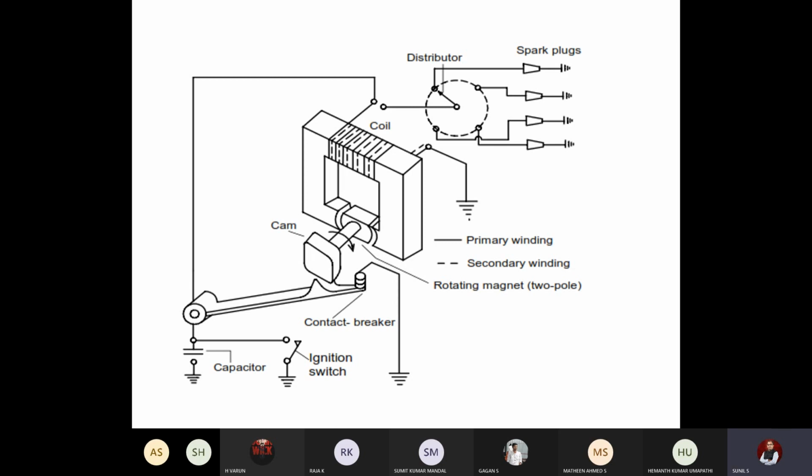When you switch on the ignition switch, the circuit will be complete and the magnet starts rotating. Whenever you connect the switch here, the secondary coil will be connected to the distributor so that the arm keeps moving. So voltage will be produced. So this is the magnet moving mechanism, the first type.